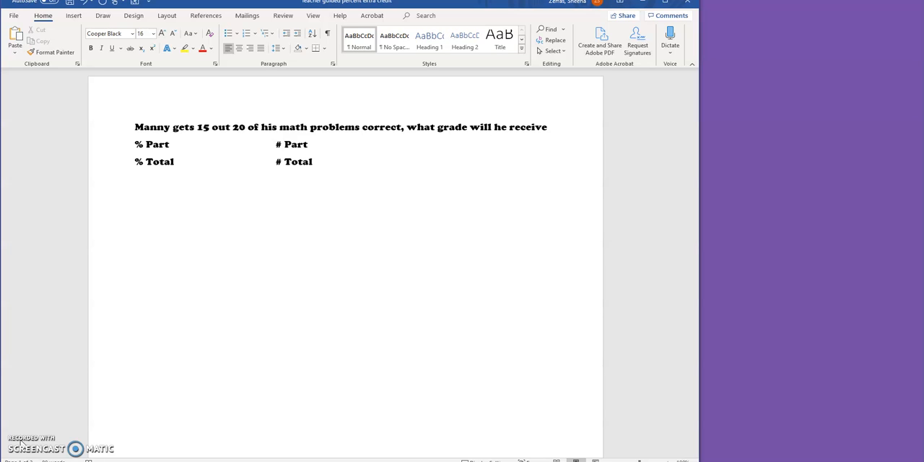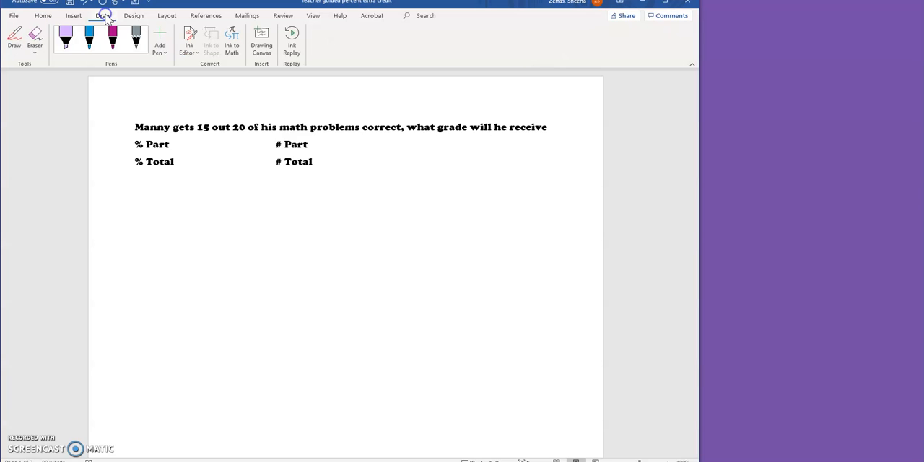Manny gets 15 out of 20 of his math problems correct. We want to know what grade he will receive. So first thing as I read through, I notice that there is no percent given to me. So 15 and 20 are actual values or numbers. And so I'm going to identify which of them is the part and which of them is the total. Okay, if there are 20 questions on the entire quiz or test, we're going to say that would be the total. So how many there are in all. And the part here is 15. So we have 15 out of 20.